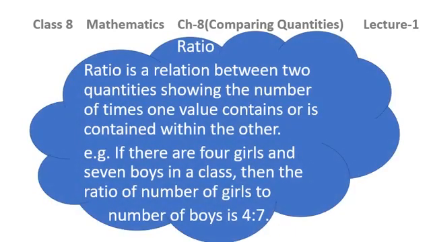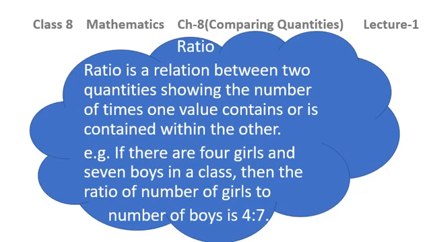Coming to ratio. Ratio is the relation between two quantities showing the number of times one value contains or is contained within the other. Basically, ratio is the relation between two different quantities. In usage, fraction and ratio are used in a similar manner, but if we understand them deeply, ratio is a relation between two different quantities.